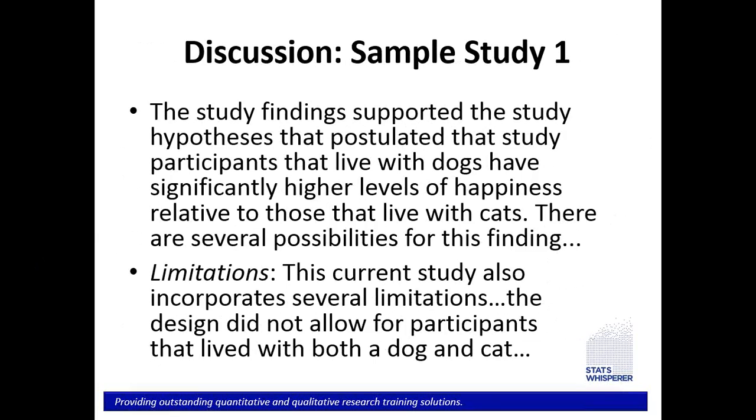So the current study also incorporates several limitations. For example, the design did not allow for participants that lived with both a dog and a cat, or neither a dog nor a cat, or the type of dog or the type of cat. So those are directions for future research. So that's one of the things about limitations. It's not meant simply to cast aspersions. It's also meant to suggest future research, as in we didn't have a chance to do X, Y, Z, but a future study might benefit from doing that.